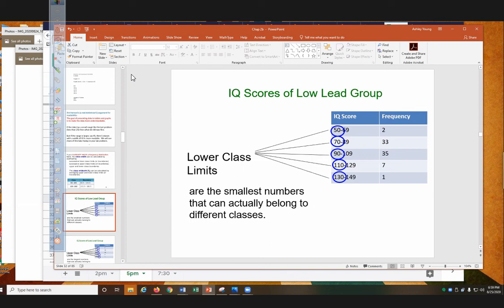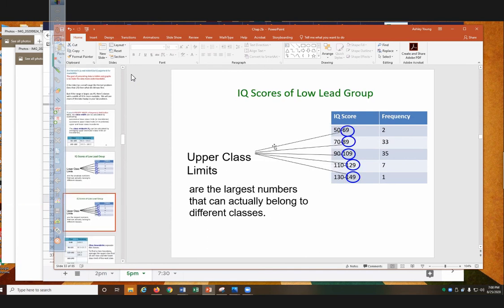Right. So these are all lower class limits. They're the lowest number. So like 50 is the lowest number in its class. Its class goes from 50 to 69. 50 is the lowest you can be and still be in that class. Here, 70 to 89, 70 is the lowest you can be and still be in that class. So these are all the lower class limits. Likewise, these are all the upper class limits for each of their classes.